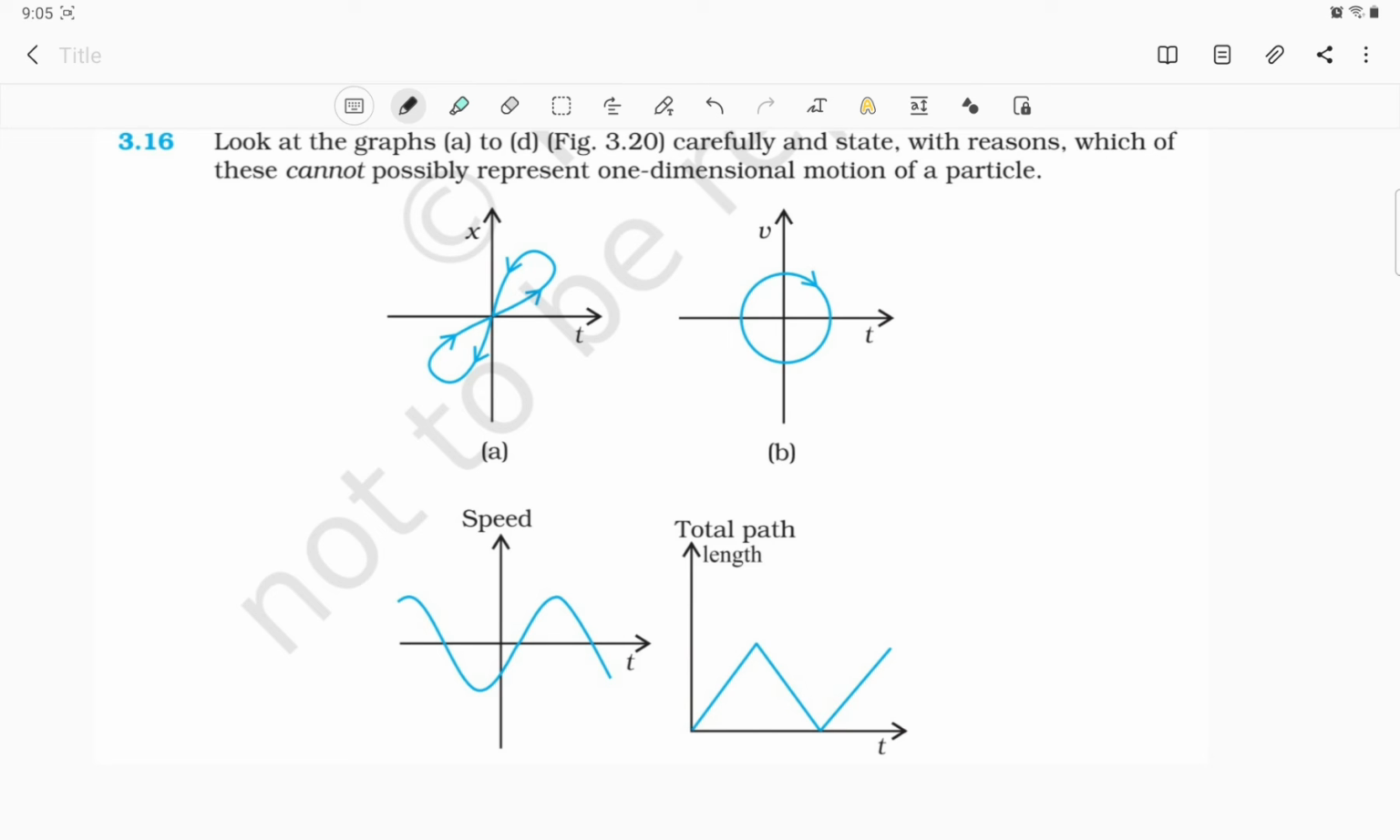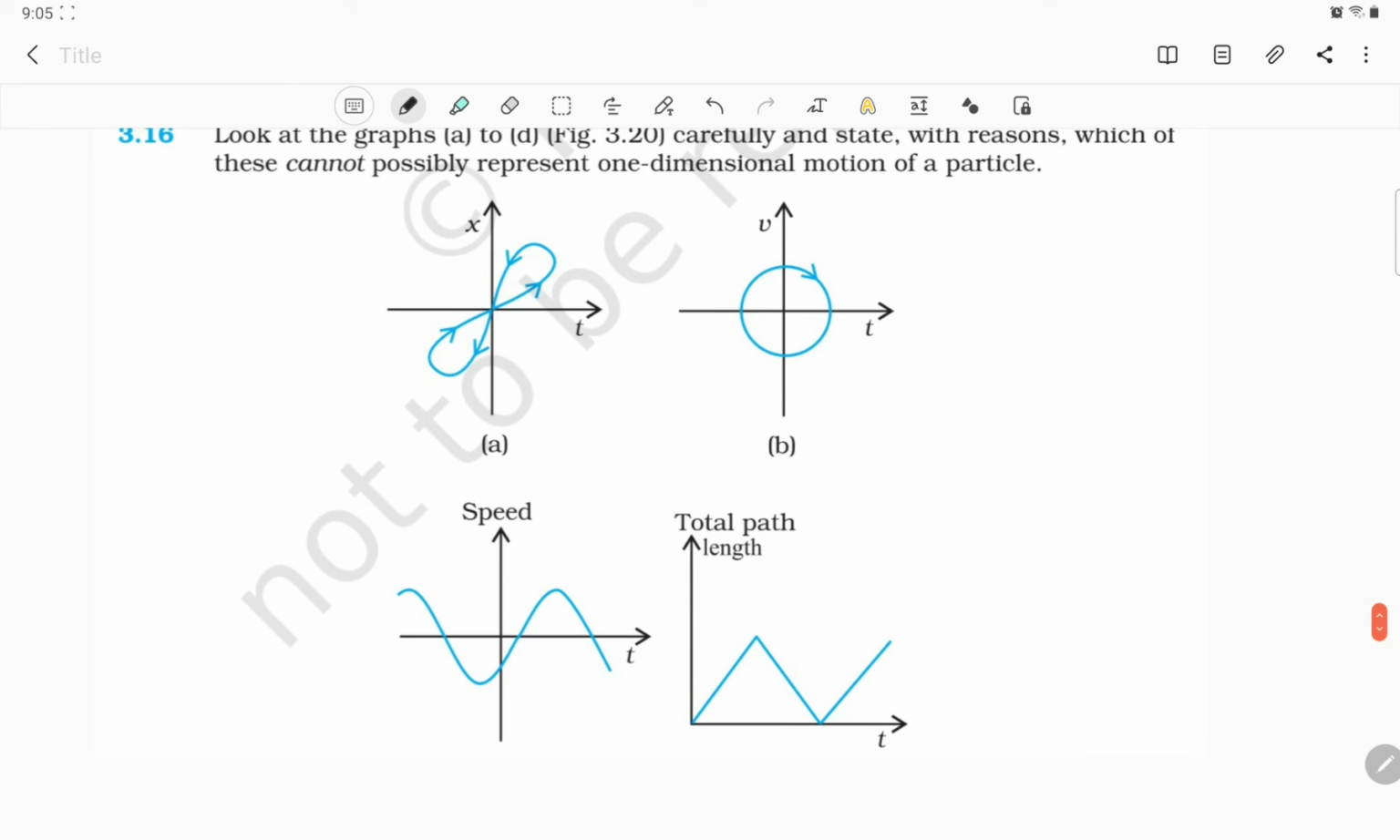Now look at this question 3.16. Look at the graphs A to D carefully and state with reasons which of these cannot possibly represent one-dimensional motion of a particle. See, one-dimensional motion does not mean that the graph must be a straight line. Please be very clear with this, children. It can be a curved path also, but there are certain rules.